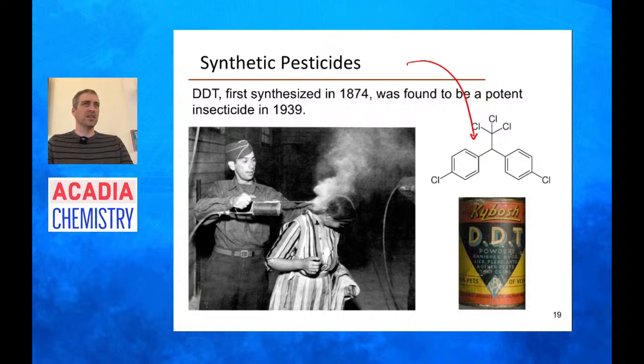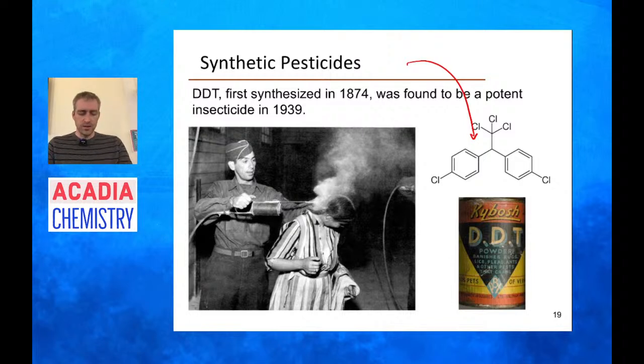We saw that CFCs, chlorofluorocarbons, were very persistent in the atmosphere. We saw, what was it, tetrachlorodibenzodioxin. We talked about that one, TCDD, as a product that you make when you burn PVC. It's also very toxic and also persistent in the environment.